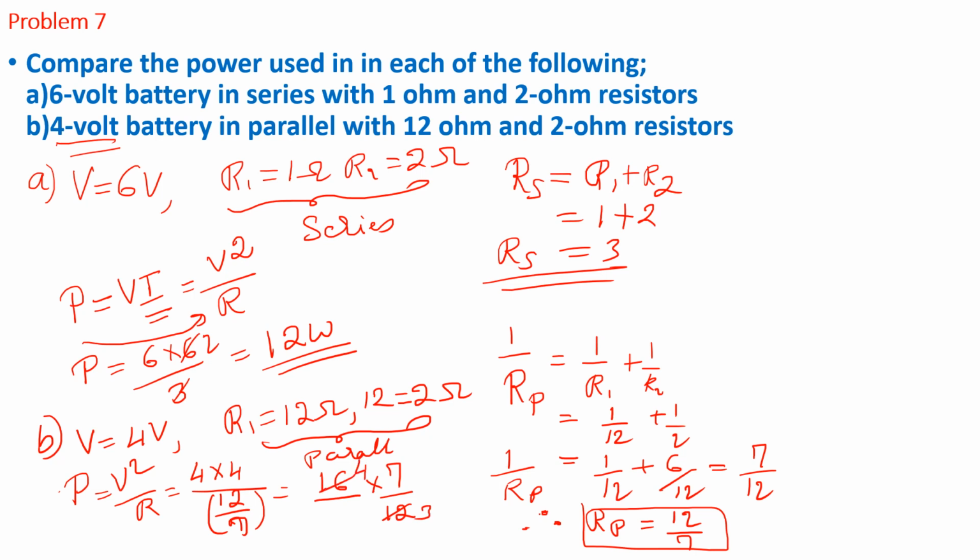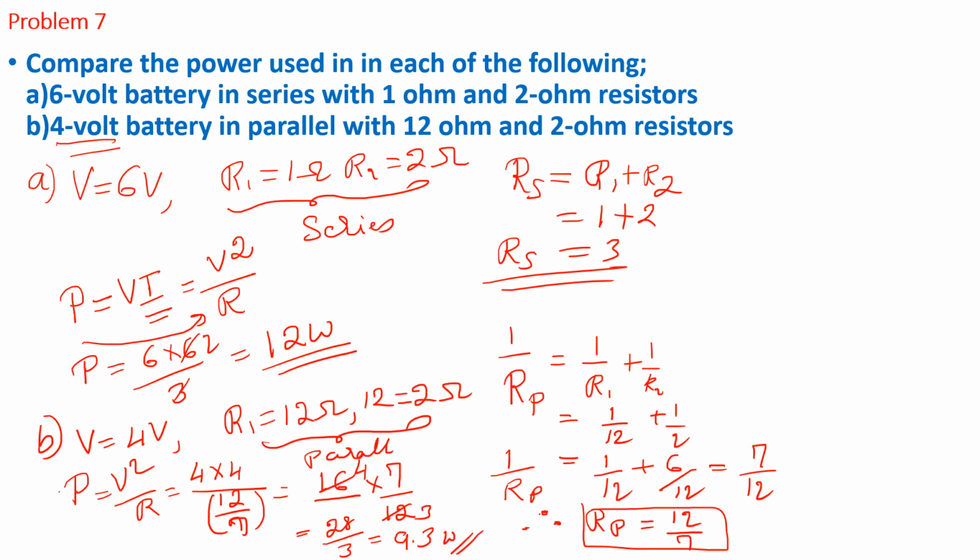Which is equal to 4 into 28 divided by 3, which is equal to 28 by 3. 3 nines are 27. So it is 9.3. What is the unit? That is the power, so watt.